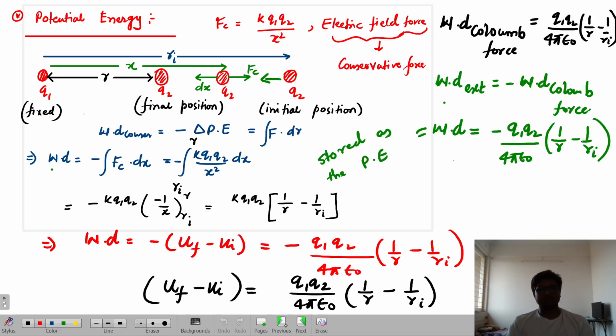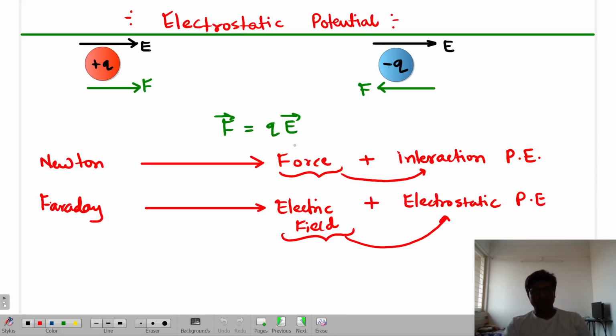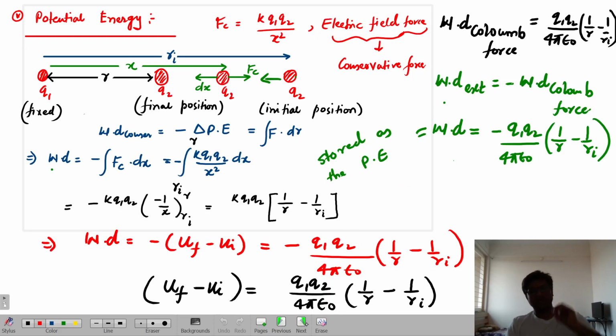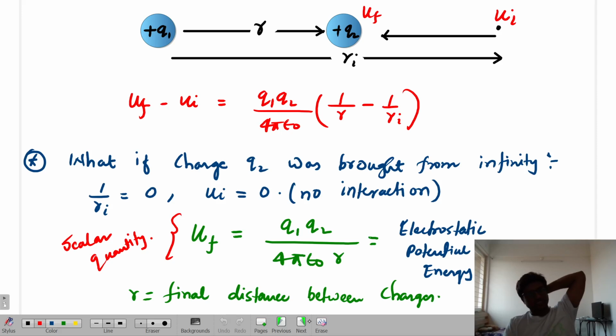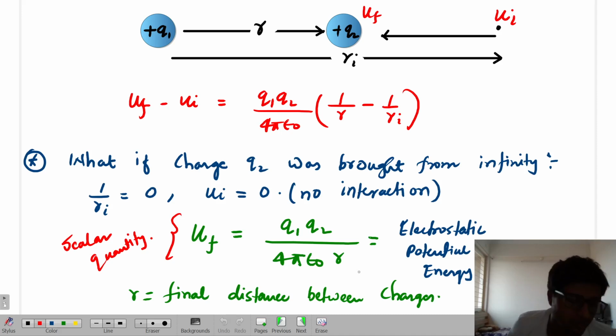Okay. Now, we got to define. I had the force, I had the interaction, so I was able to define my interaction potential energy, which we also call electrostatic potential energy, given as Q1 Q2 by 4 pi epsilon naught R, if the charge is brought from infinity. Are you able to get me or not?